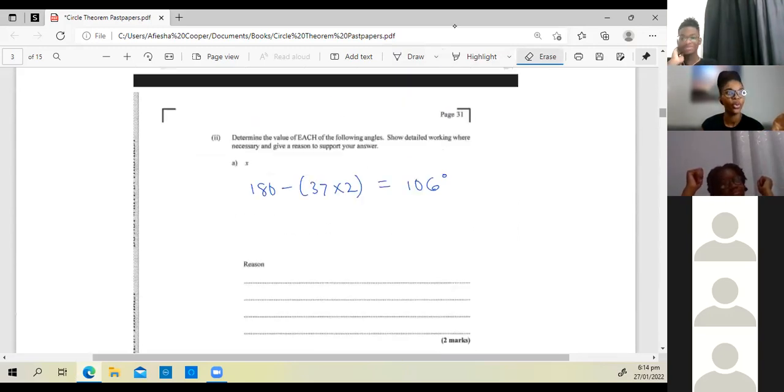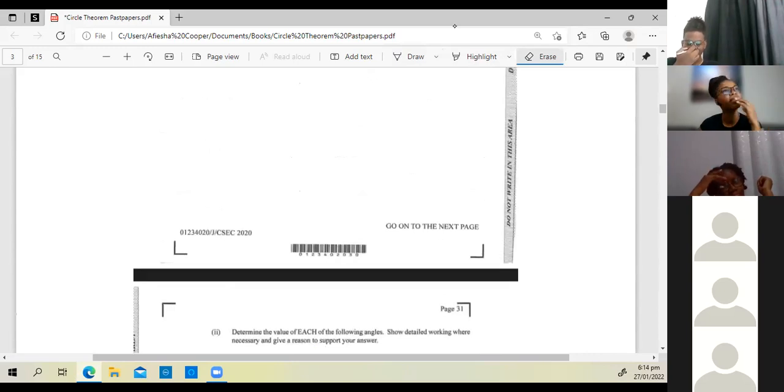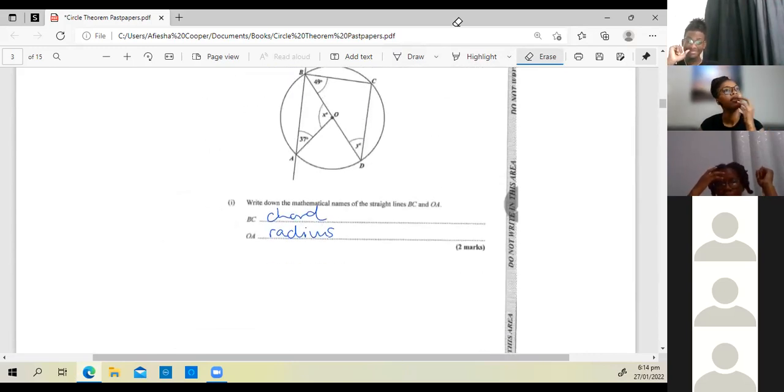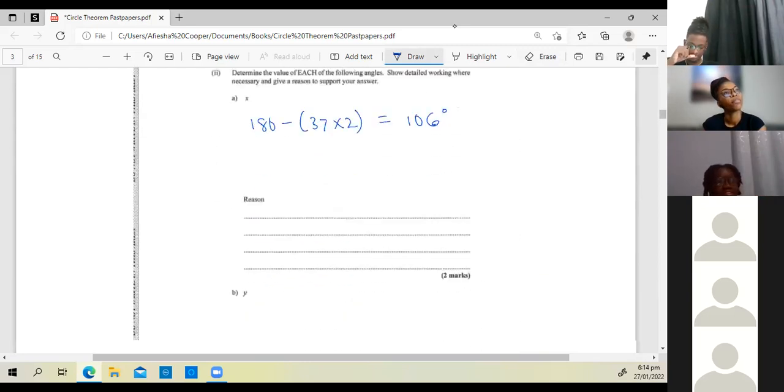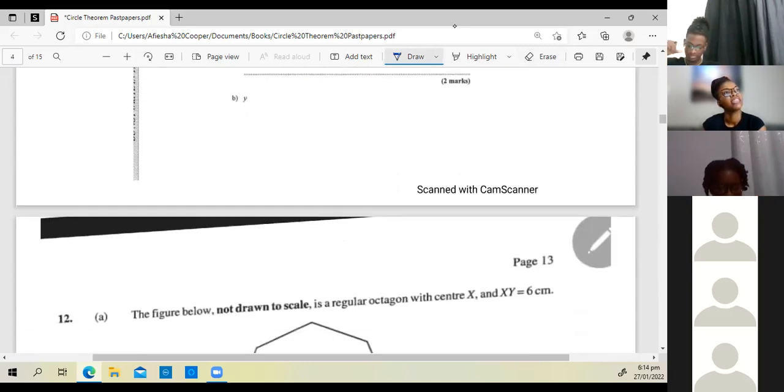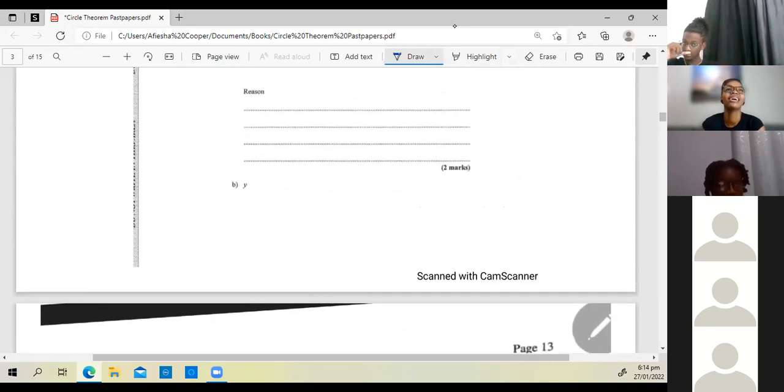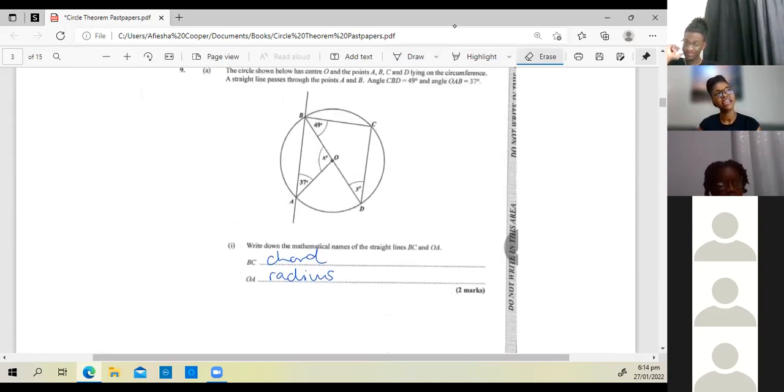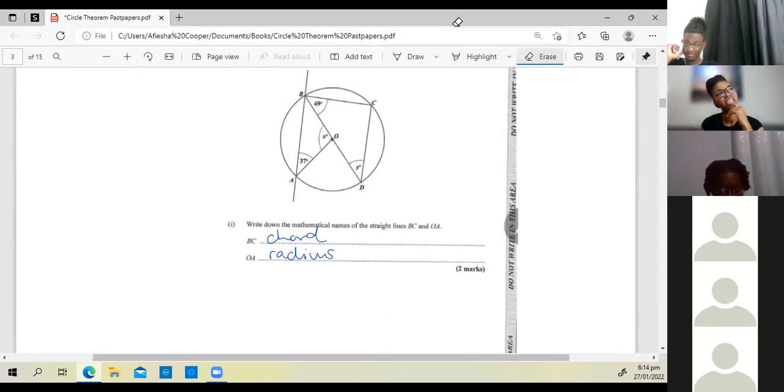I don't know. So how to find y? How do we find angle y? 90 subtract 49 because 90 angles. Yes, miss, angles in a semicircle. 37. Oh, 37. So okay, what type of triangle is this here now? BCD.